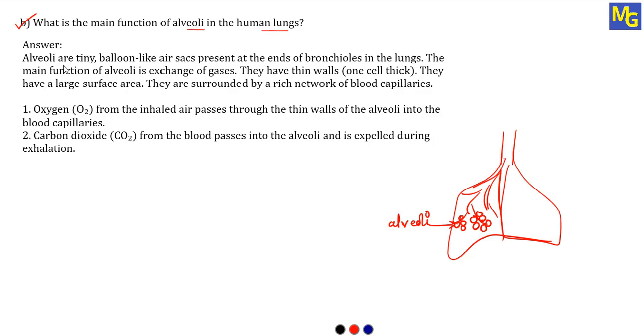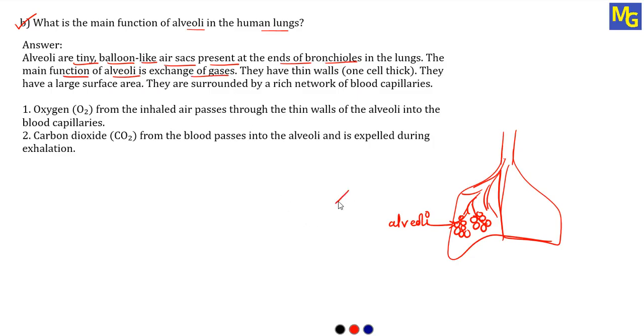So see here, alveoli are tiny balloon-like air sacs present at the end of the bronchioles. These are the ends of the bronchioles, and at the end of the bronchiole you can see this bunch-of-grapes-like structure, which is very tiny, balloon-like also you can say, air sacs, and which are called alveoli. The main function of alveoli is exchange of gases.